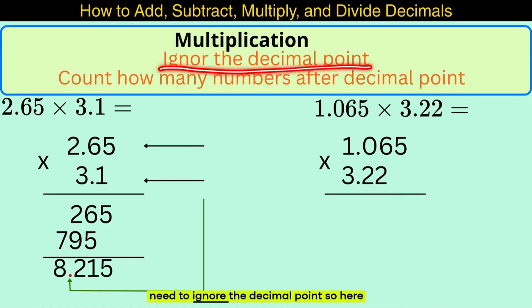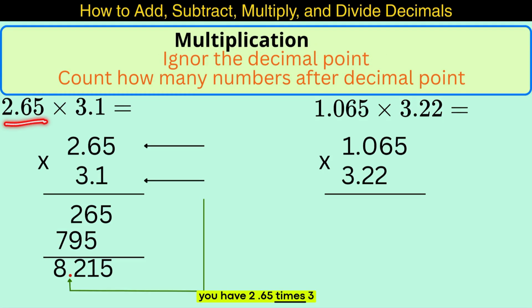For the multiplication is a little bit different. First, you need to ignore the decimal point. So here you have 2.65 times 3.1. In my head, I will do 265 times 31. So ignore the decimal point. Then at the answer at the end, I will put the decimal point.